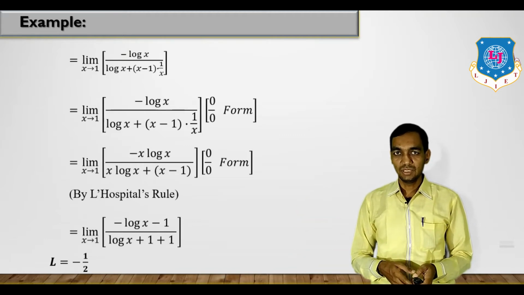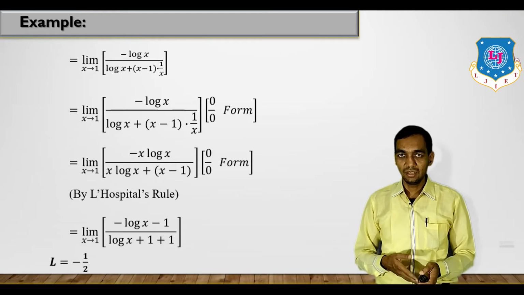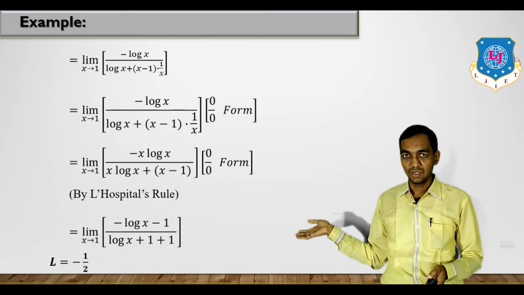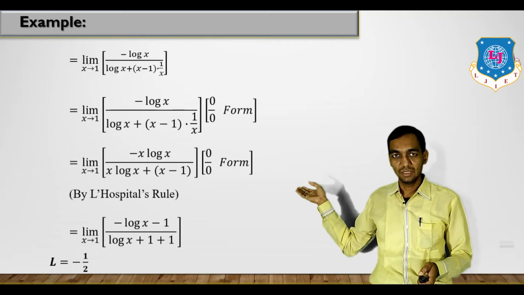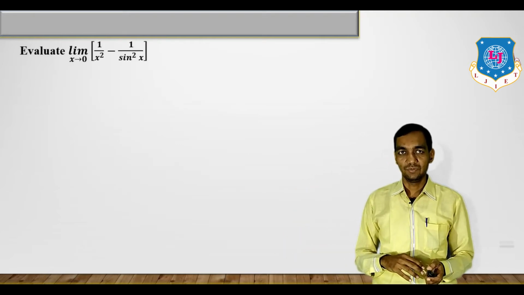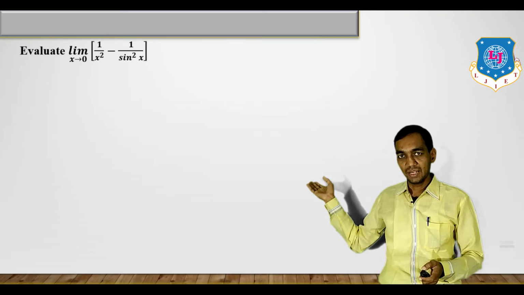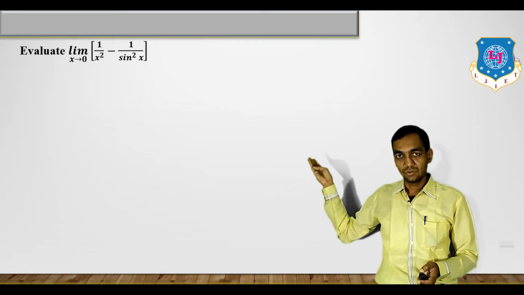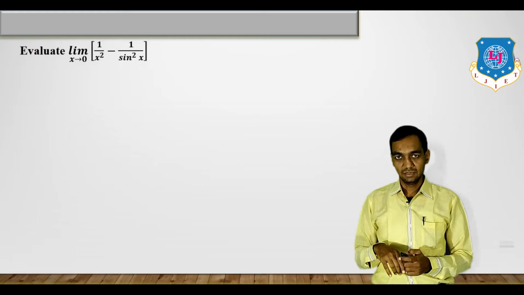Now, see, if you apply the limit, then the numerator has a non-zero value and the denominator also has a non-zero value. So, you will have minus 1 divided by 2. So, this is your limit for the infinity minus infinity form. In the same manner, we are taking another example: limit x tends to 0, 1 upon x square minus 1 upon sin square x.